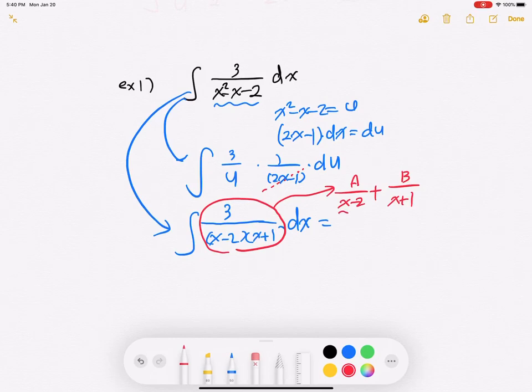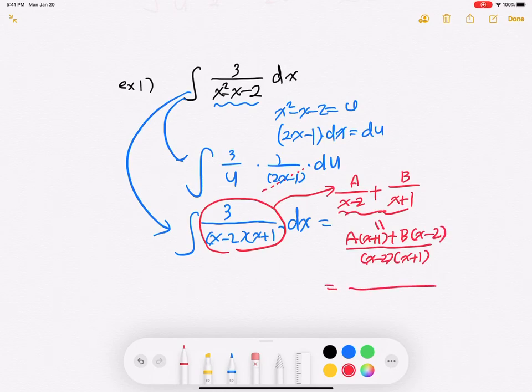So change this partial fraction form to a common denominator. So what's the common denominator? x minus 2 times x plus 1. And then what is the numerator? a times x plus 1 plus b times x minus 2.